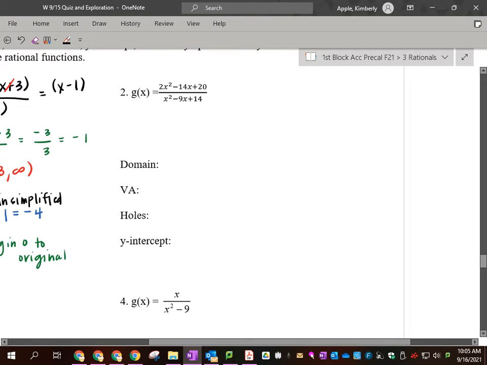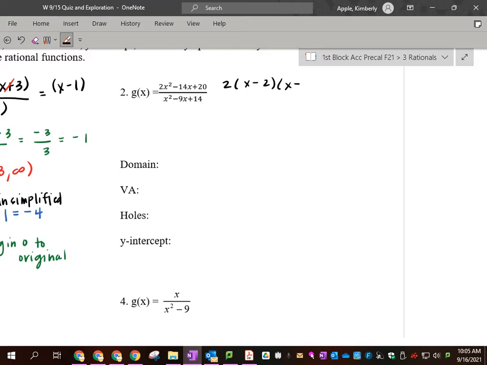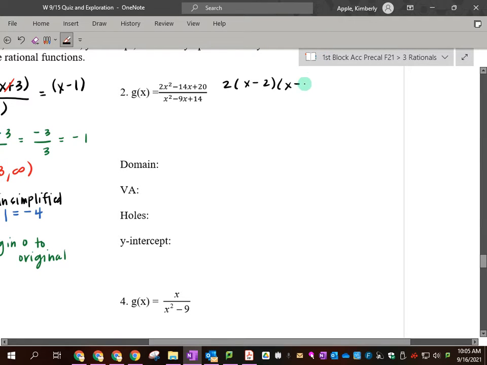So if we fully factor this thing, you're going to end up with 2 times x minus 2, x minus, what do I write down here? And here on the bottom, you're going to have x minus 2, x minus 7. Right? So let's go ahead and simplify anything that will simplify, and that'll be this x minus 2 right here. And let's rewrite it in its final form. So that's 2 times x minus 5 over x minus 7. And so this one's the simplified version, right?